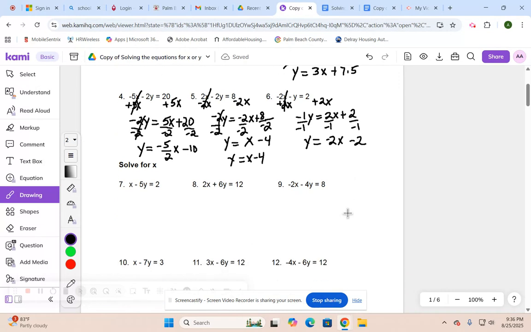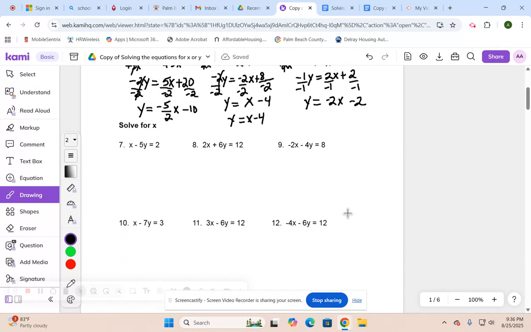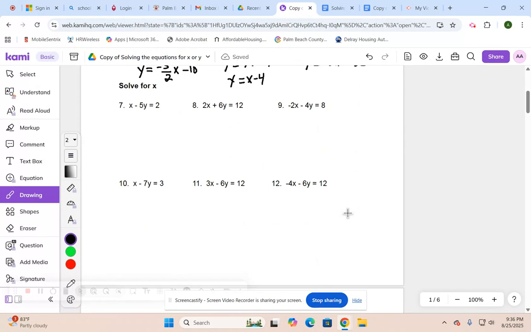Okay, so let's look at the next set of problems. Here we are not solving for y, we are asked to solve for x. So we're going to rewrite each equation in terms of x. This means we need to eliminate this y term from this side here, so we're going to add 5y to both sides. This will cancel, and we end up with x equals 5y plus 2. And we're done. We have rewritten the original equation in terms of x.